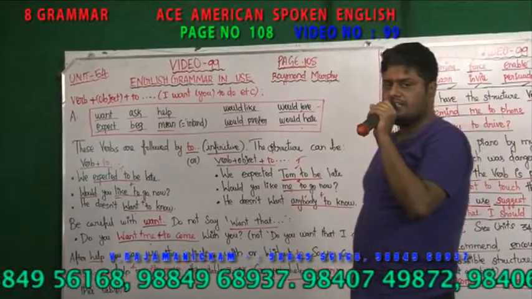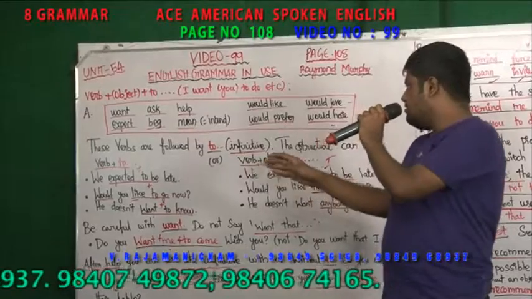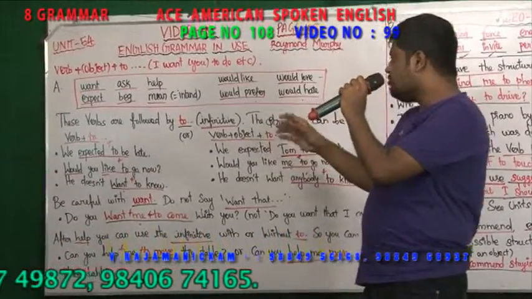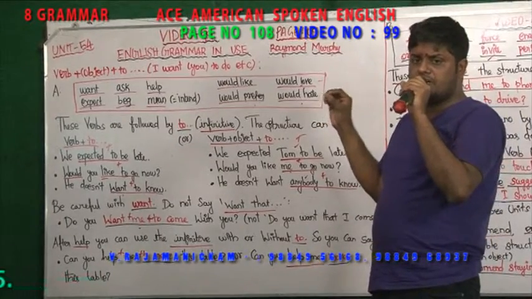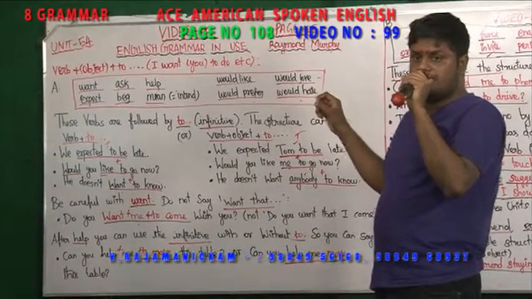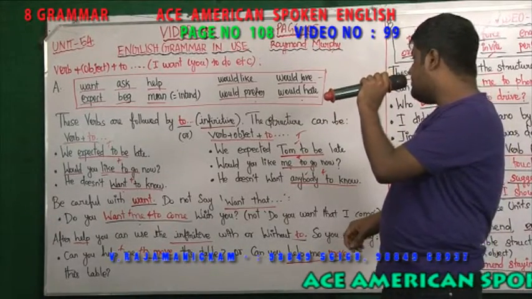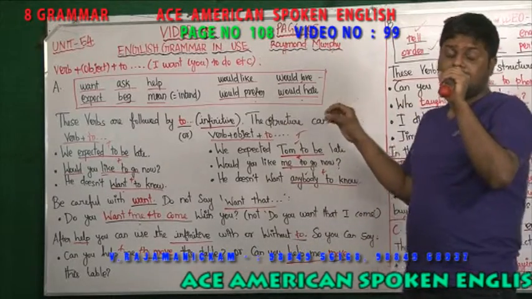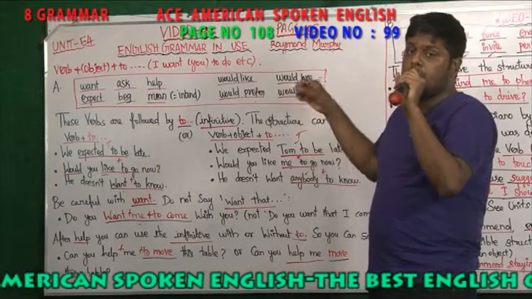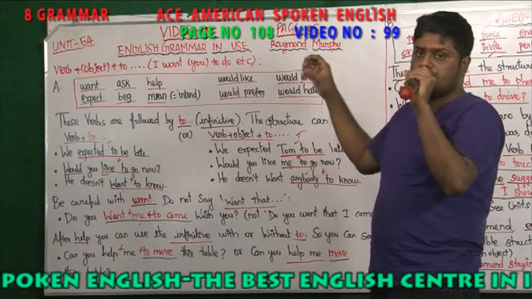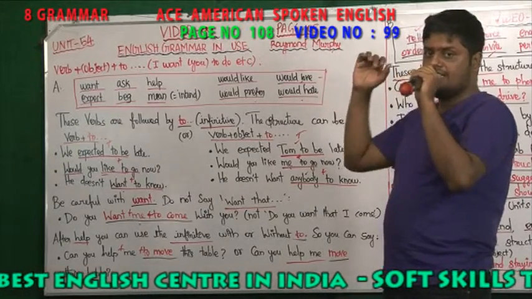See, how here he is teaching about verb plus object plus to. Okay, so first he initially uses verb plus object plus to. For example, expect to be late, or expected Tom to be late. It includes the object. So this is the first sentence he used, verb plus object plus to.